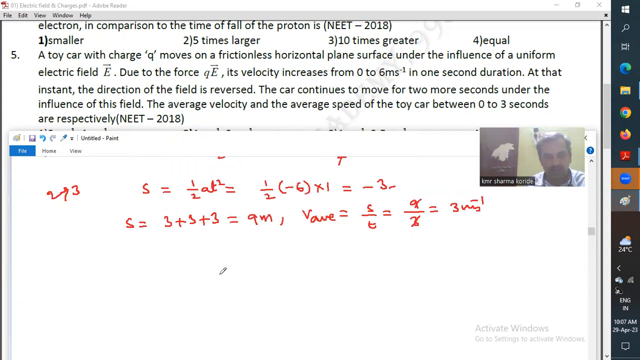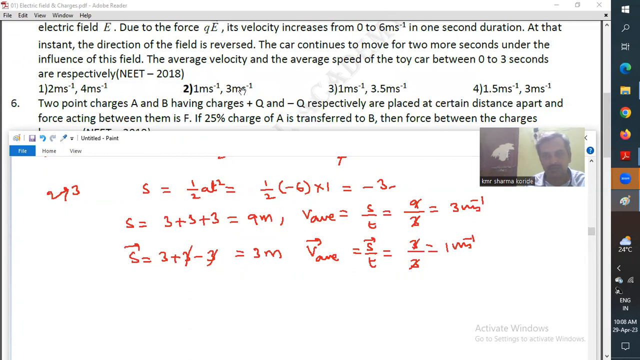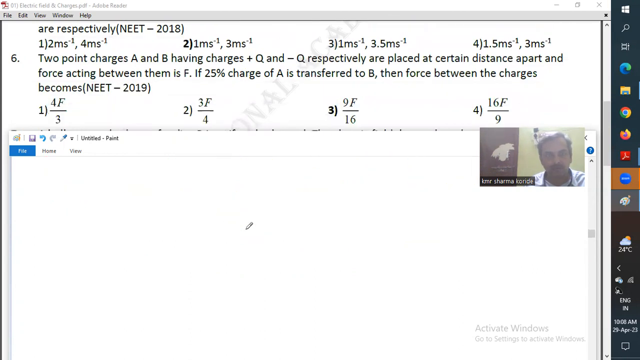Now coming to velocity. Displacement is 3 plus 3 minus 3, so these two get cancelled. So it will be 3 meters. Now average velocity is displacement by time. Therefore 3 meters by 3 seconds, so it will be 1 meter per second. So average velocity is 1 meter per second and average speed is 3 meters per second. So the second option is correct. Moving to the next question.